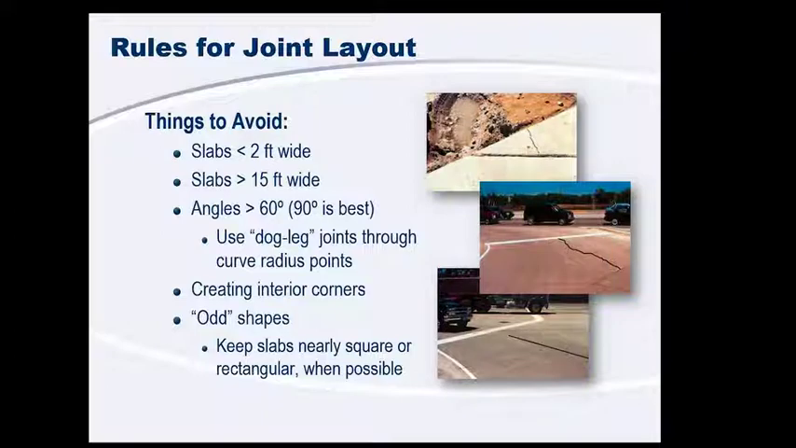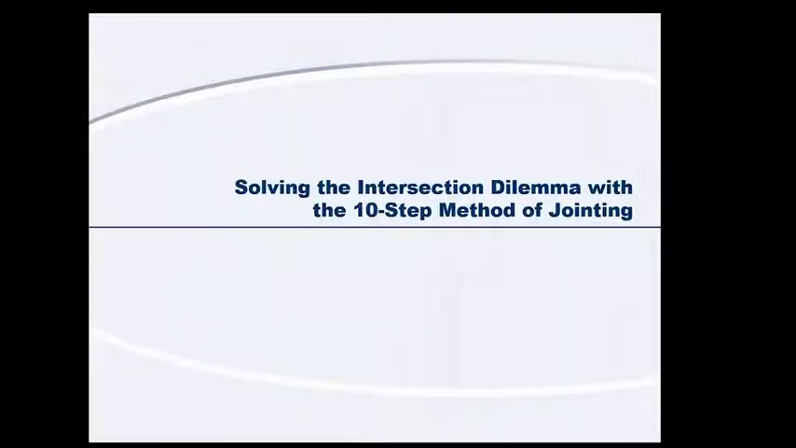Typically, our square joints are better, so 90 degrees. You can see there on the top picture that we've got a really acute angle, and that's where it's going to want to crack to help alleviate that stress. You can see in that middle picture, that's a very odd-shaped panel. If they would have just added an additional joint in there, they could have prevented that crack from happening. We also want to reduce the amount of interior corners that we have, but occasionally, again, you have to violate these rules. So based on those rules and recommendations, ACPA developed a 10-step method of jointing.